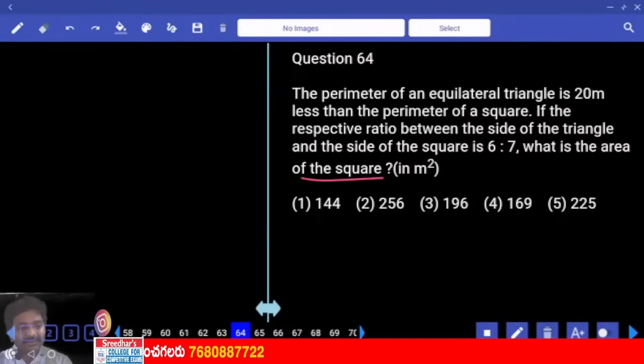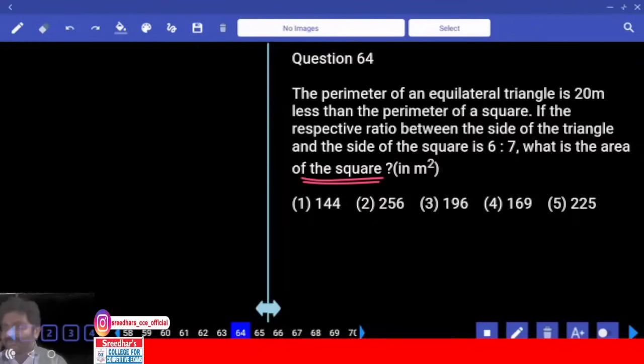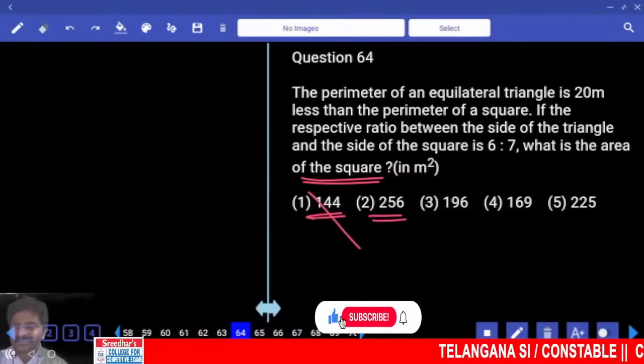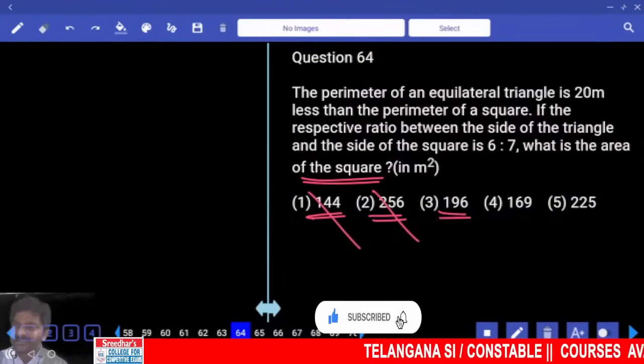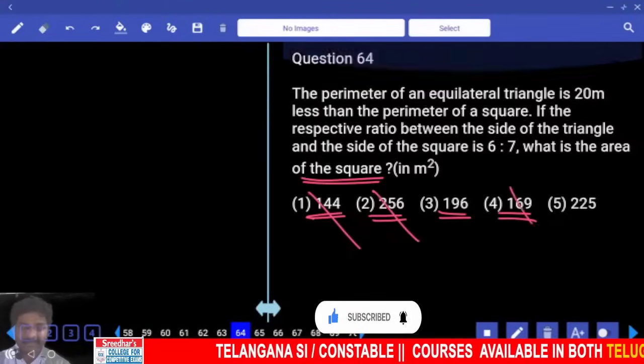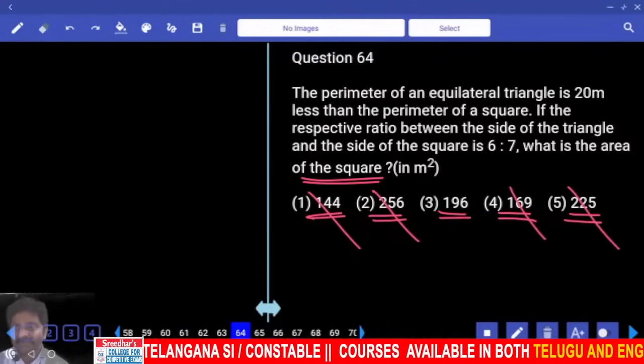And the question is about the area of the square, correct? What is the formula for the area of the square? Which square is this? Is 12 a 7 multiple? Which square is this? Can that be your answer? Hold it. Which square is this? Done.